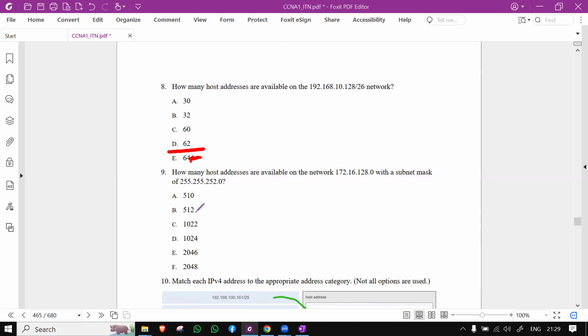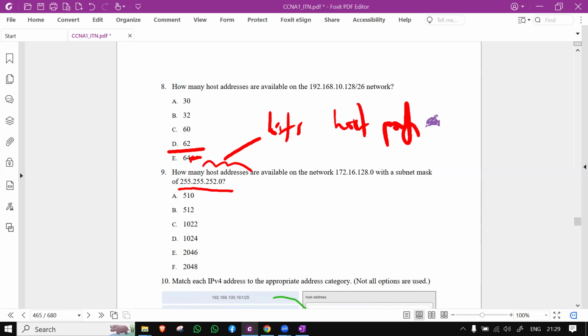Number 9: how many host addresses are available on the network 172.16.128.0 with a subnet mask? So this is our subnet mask. This one is not a /24 now, so we cannot use our table for this one. You need to know where that table came from to get here. If you want to find the number of host addresses, first find the number of bits in the host portion. You identify the network portion and the host portion using the subnet mask.